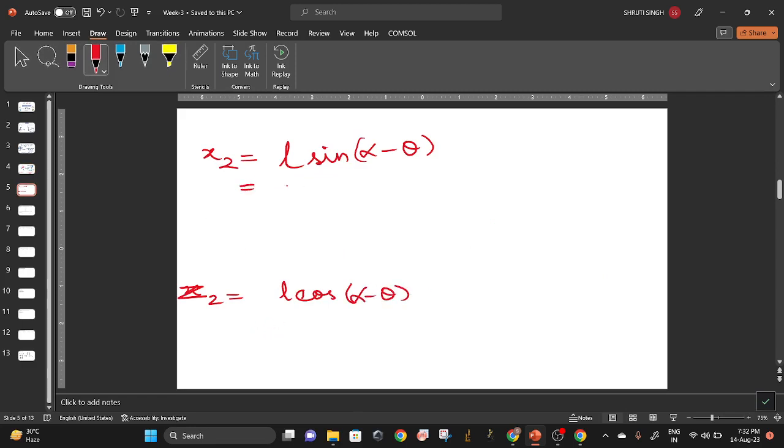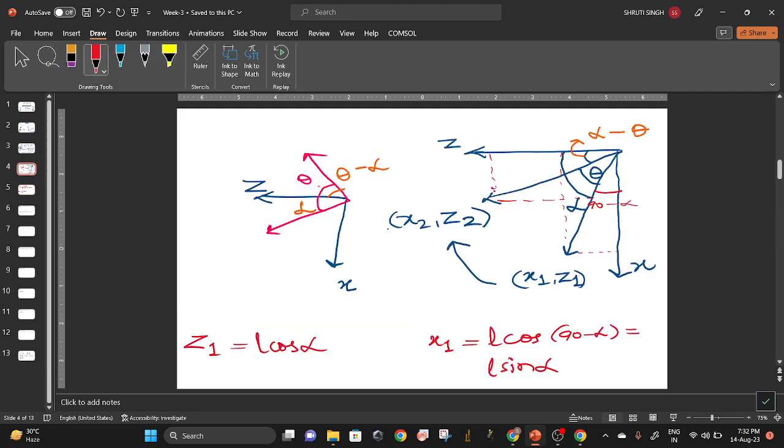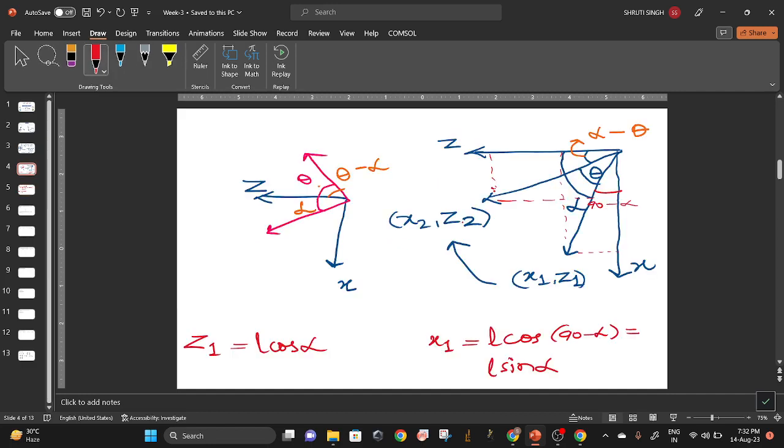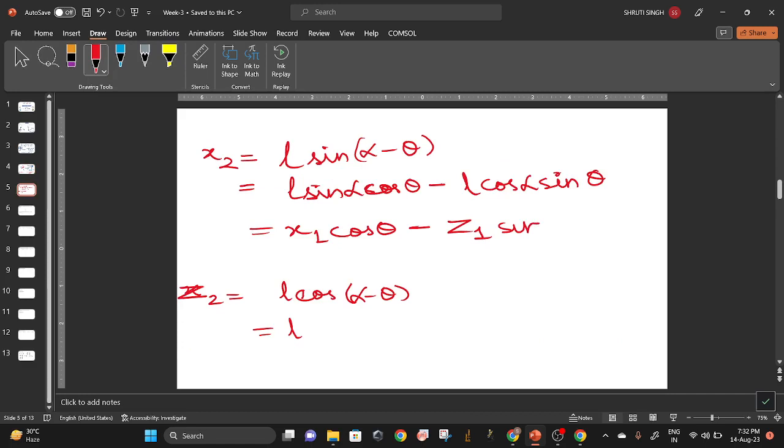Now solve it first. Sin alpha cos theta minus... now we have L sin alpha as x1, so this is x1 cos theta minus z1 sin theta. But still we are making some mistake, I think. Here minus should not come.